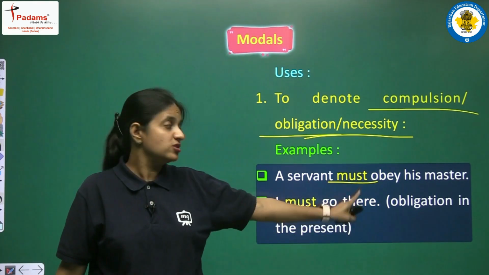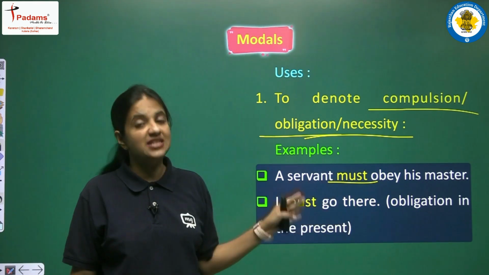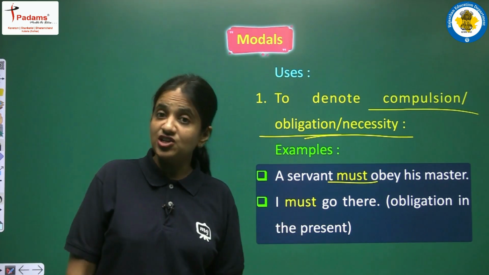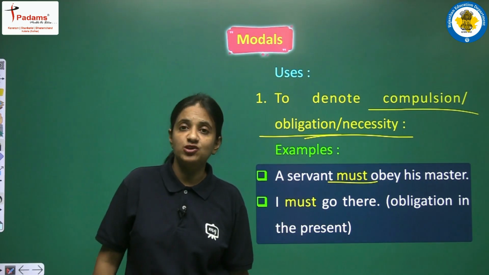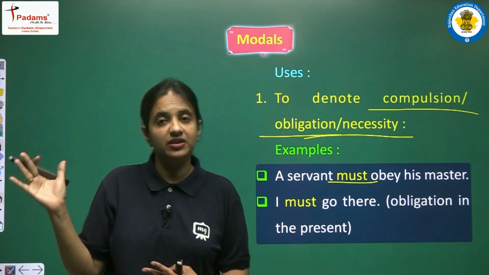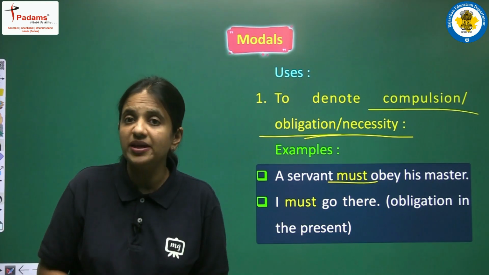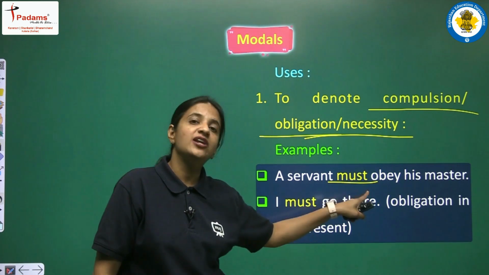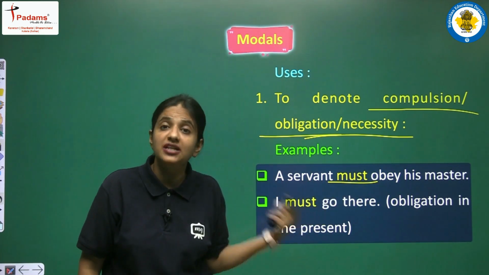But when we are using must here in this sentence, it means we are trying to show the compulsion, and we are saying that a servant is actually having no other option with him and he has to obey his master, and this is the reason we are using must here to show the compulsion.